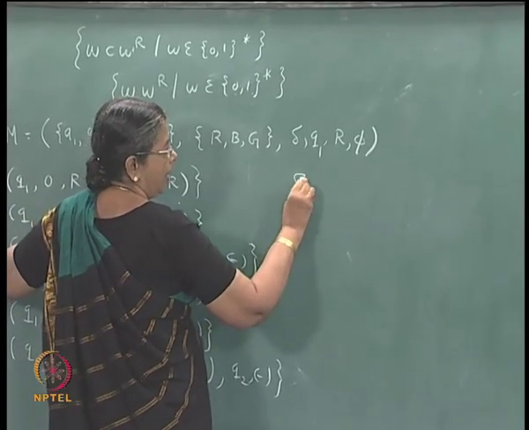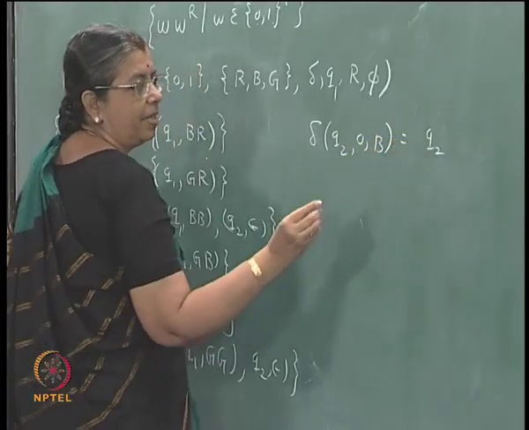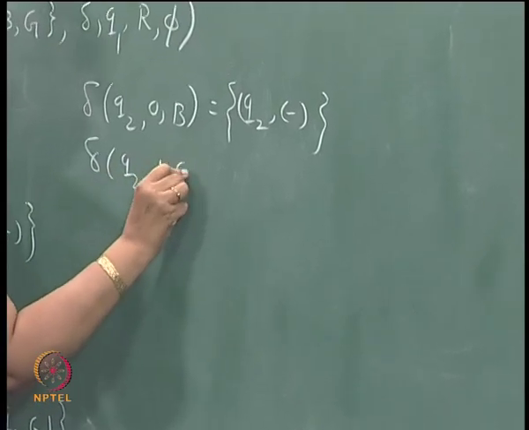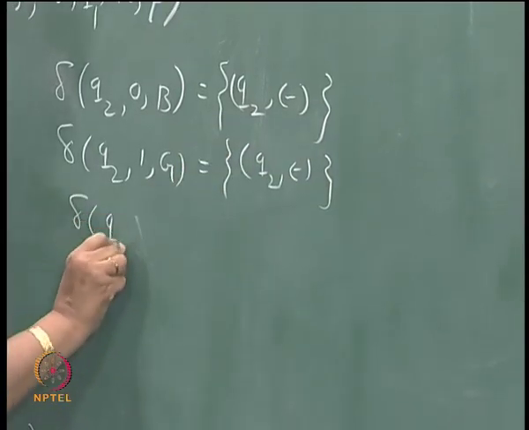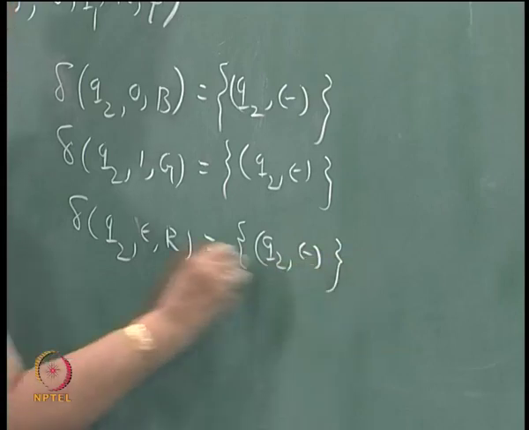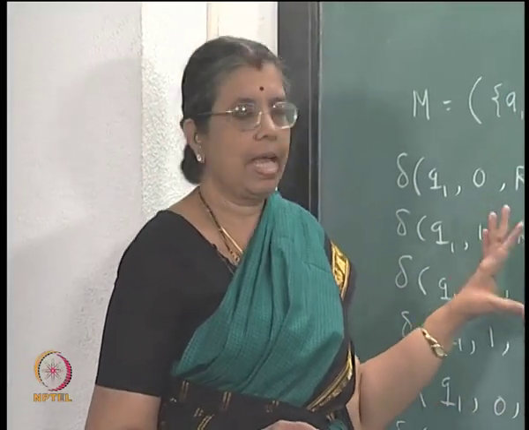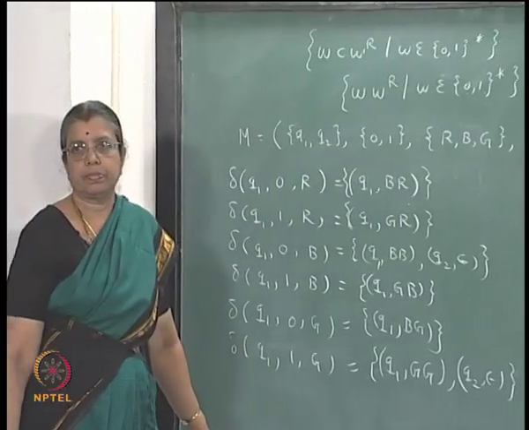Then in Q2, if you have a 0 and a B combination, you remove that, and in Q2 if you have a 1 and a G combination, you remove that. In Q2 if you get a red symbol, without waiting for input you remove it. Q2 epsilon R is Q2 epsilon, right. This is very similar to what you have written in the last class, but in two of the cases you are allowing for two possibilities, right.